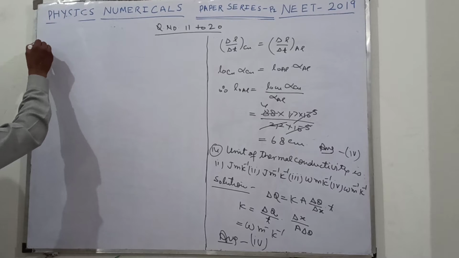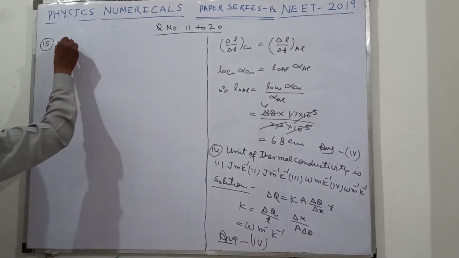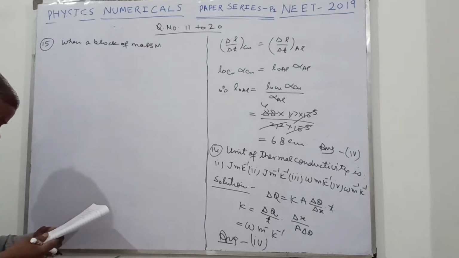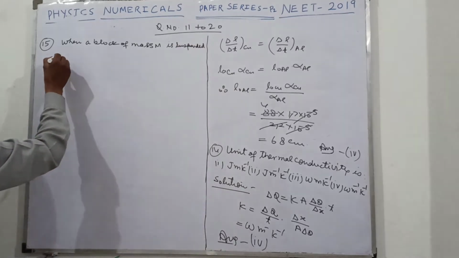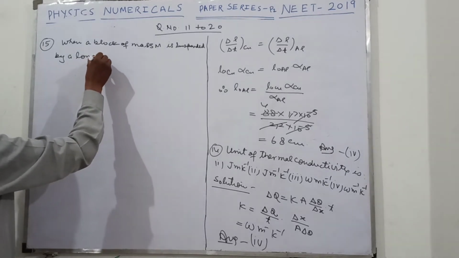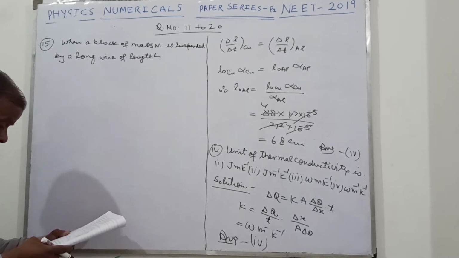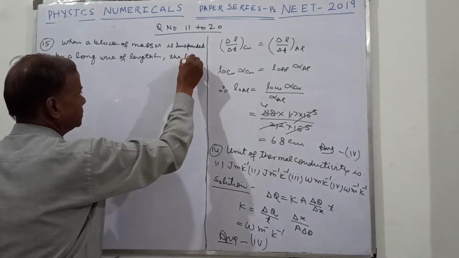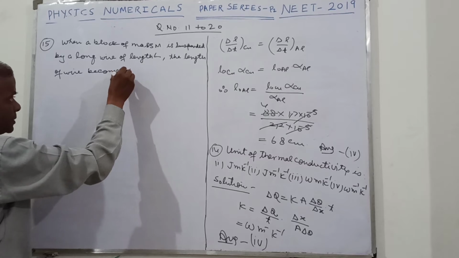Now question number 15. When a block of mass M is suspended by a long wire of length L, the length of wire becomes L plus l.